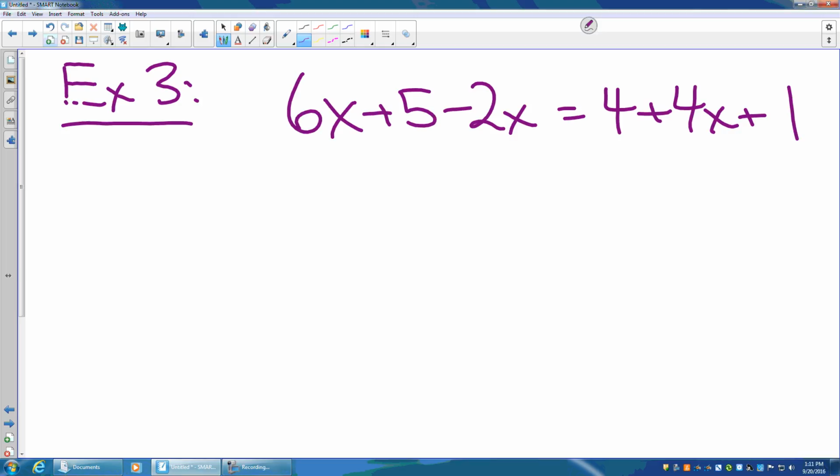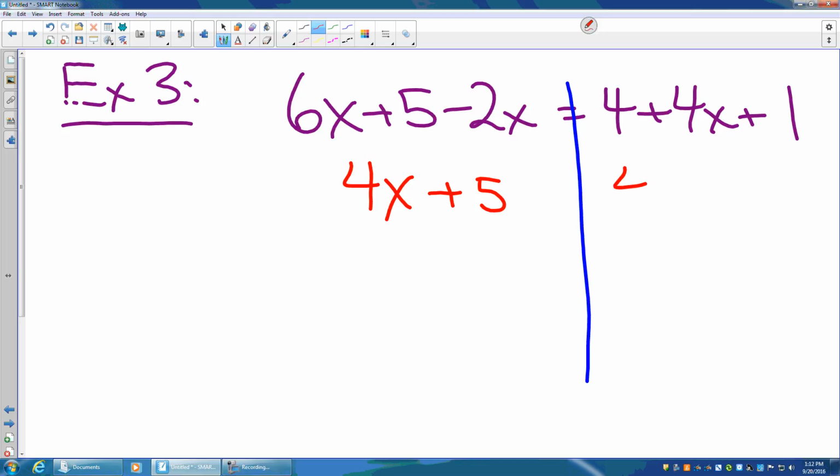All right, let's take a look at this random example together. I'm going to draw my line down like I have been the whole time, and now I'm going to simplify some things. On the left side, I'm going to simplify the 6x and the minus 2x, and that gives us 4x plus 5. And on the right, I'm going to put the 4x down because I can put the 4 and 1 together and end up getting 5 again. Right away, some bells should be going off. You have the same exact thing on both sides.